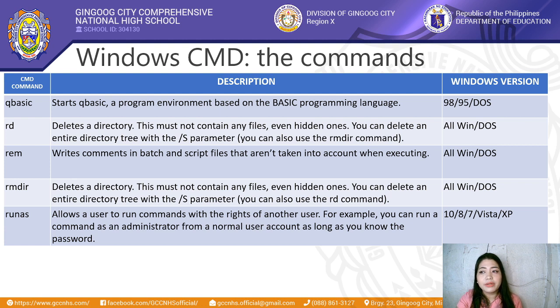RD deletes a directory. That's remove directory. This must not contain any files, even hidden ones. You can delete an entire directory tree with the /s parameter. Rem writes comments in batch and script files that aren't taken into account when executing. RM directory deletes a directory. It's the same as RD. Runas, or run as, allows a user to run commands with the rights of another user.